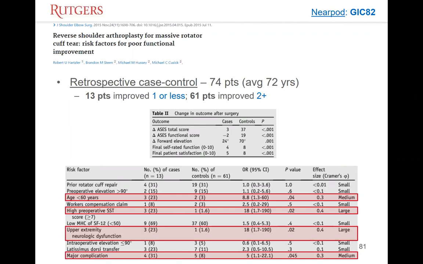Risk factors associated with poor functional improvements included a high pre-op Simple Shoulder Test score because they were already doing well, ipsilateral neurologic dysfunction, age less than 60 years, and major post-op complications. While the reverse can be a great option for many patients with irreparable cuff tears, this study showed that there are some patient populations in which caution should be taken, particularly those young patients who have pretty good preoperative function. However, this is a retrospective study, and larger prospective trials would be needed to confirm these findings.